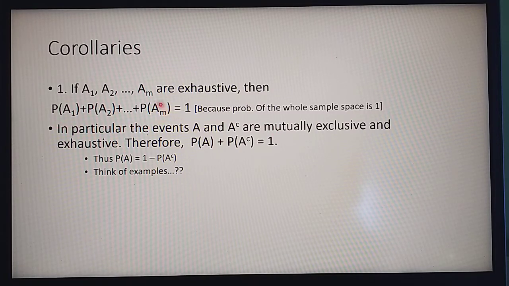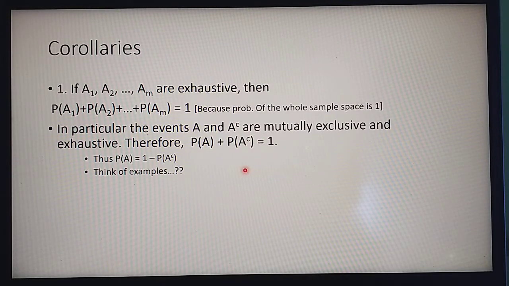Here the probability of the whole sample space is 1, and the definition of exhaustive is A1 union A2 union ... AM is equal to the whole sample space. In particular, consider the event A and A complement. This is the event A, and AC is the complement of the set A. They are mutually exclusive, that means A intersection A complement is phi, and they are also exhaustive, meaning A union A complement is equal to the whole sample space.